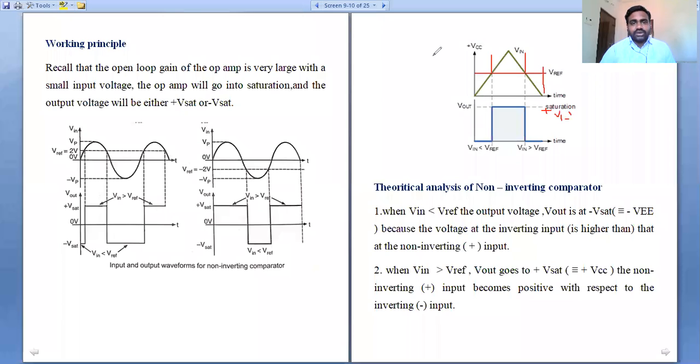So this is the explanation of a non-inverting comparator with respect to the two types of input signals. One is a sinusoidal time variant input signal, and the second is a triangular time variant input signal. This is what we discussed in yesterday's class.